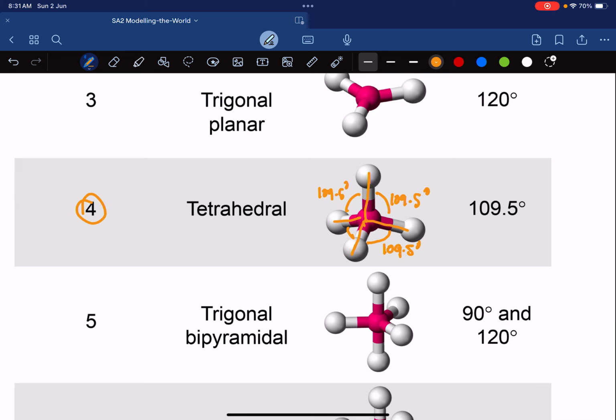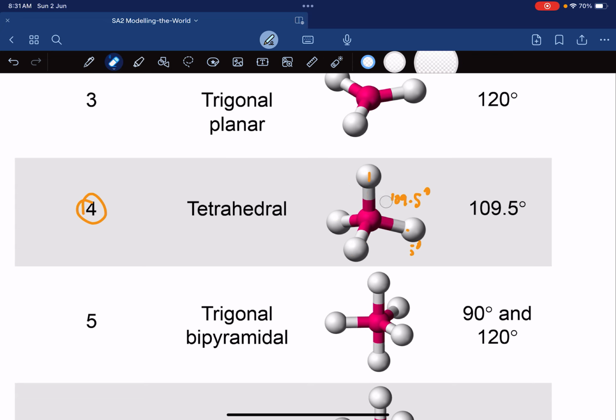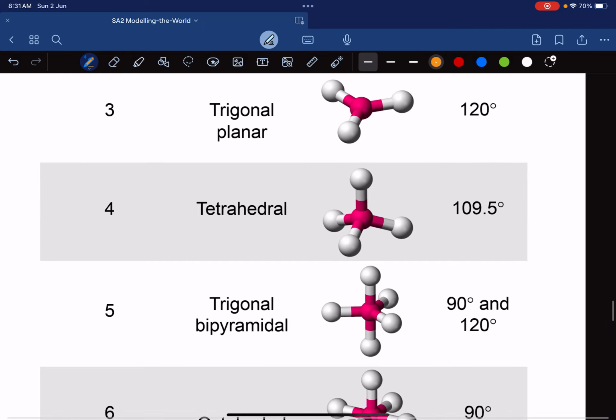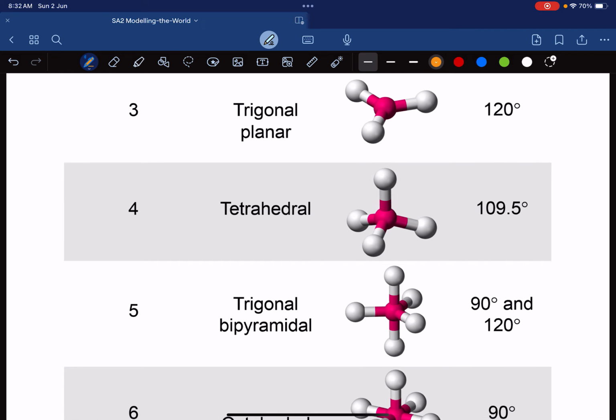So in the case of water, ammonia, and methane, their electron geometry is tetrahedral. They all started off looking the same. Then what happened is they started having different numbers of bonding pairs and non-bonding pairs.